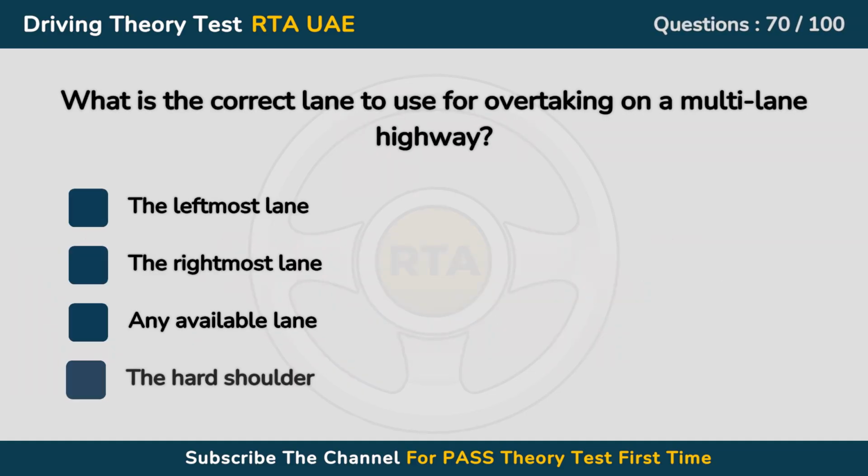Question 70. What is the correct lane to use for overtaking on a multi-lane highway? A. The leftmost lane. B. The rightmost lane. C. Any available lane. D. The hard shoulder.